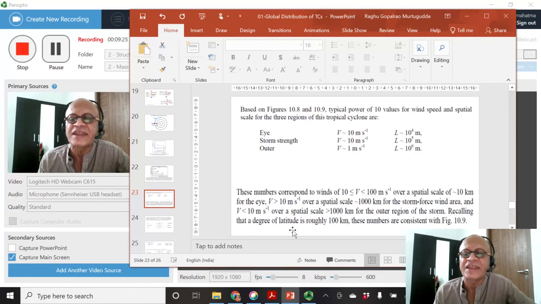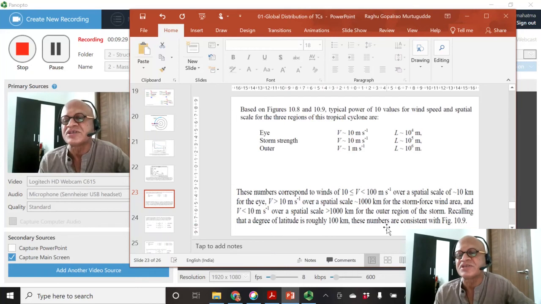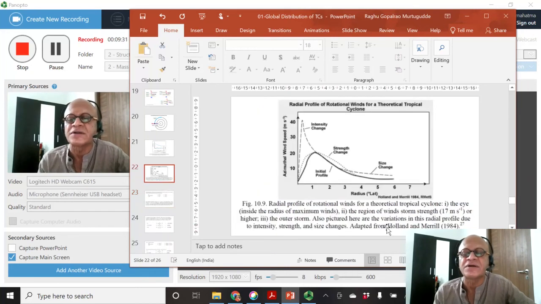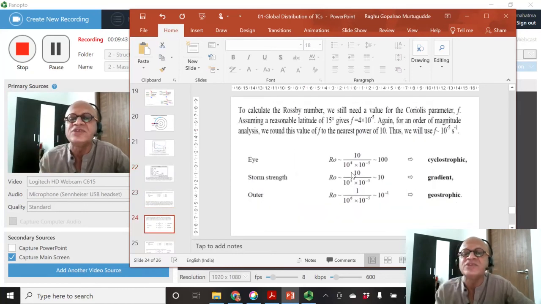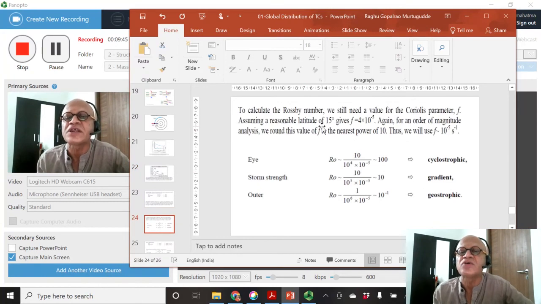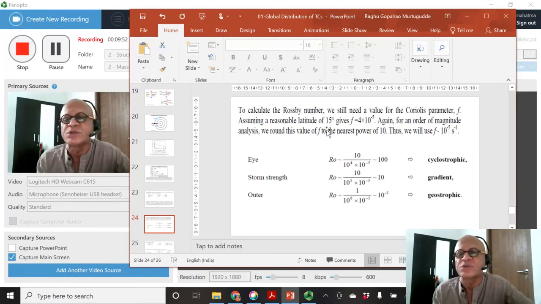Recalling that a degree of latitude is roughly 100 kilometers, these numbers are consistent with figure 10.9, which is what we are looking at here in terms of the scale changes over distance. Okay, so it depends on the strength. To quickly do some calculations, we can look at Rossby numbers. Assuming a latitude of 15 degrees, the cyclone has formed and has moved away from the cyclogenesis region, let's say, that gives us f of 4 times 10 to the minus 5.